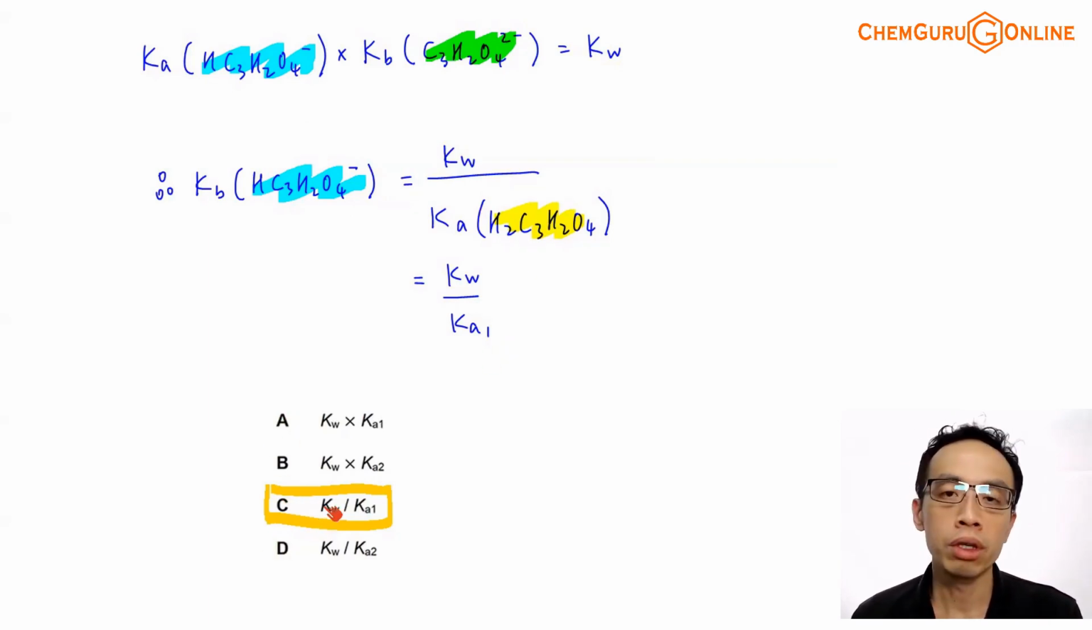Alright, so that was the discussion involving calculating Kb from the ionic product of water.